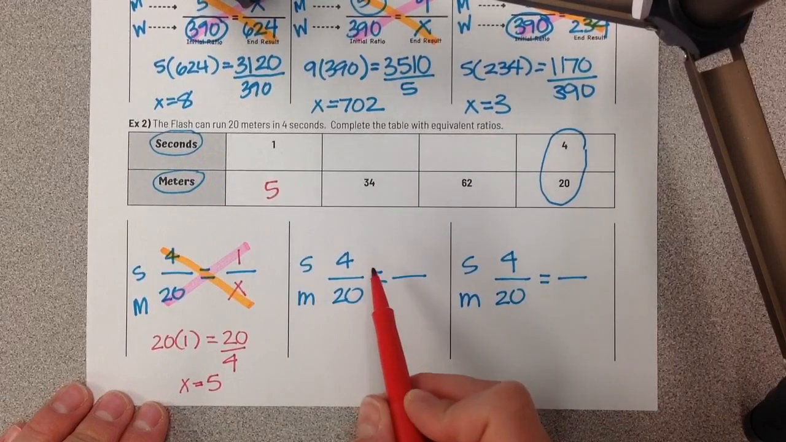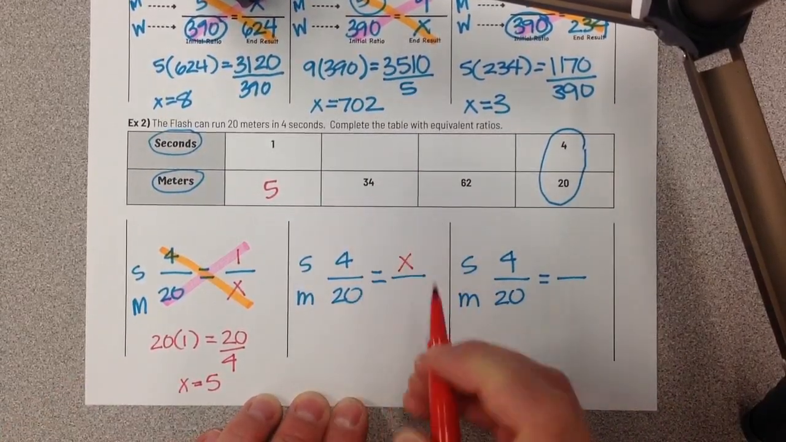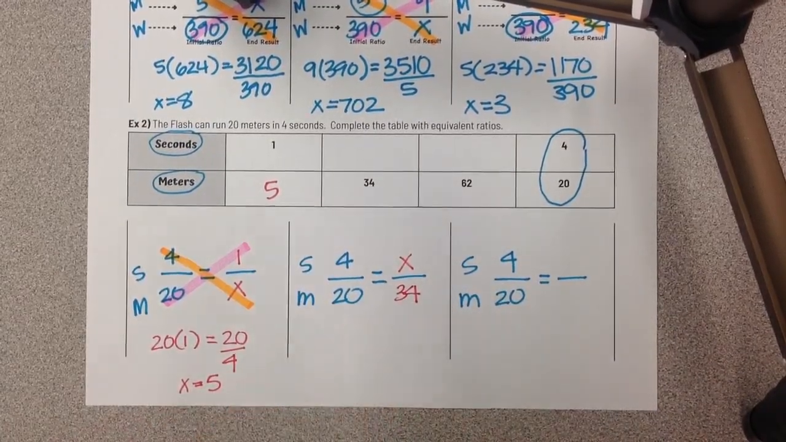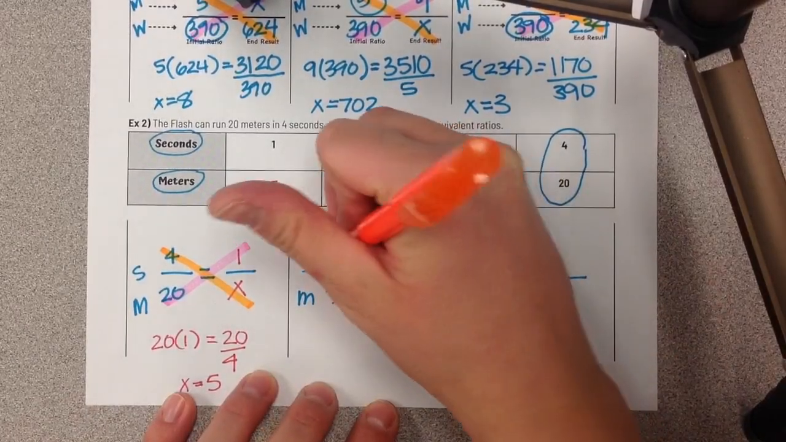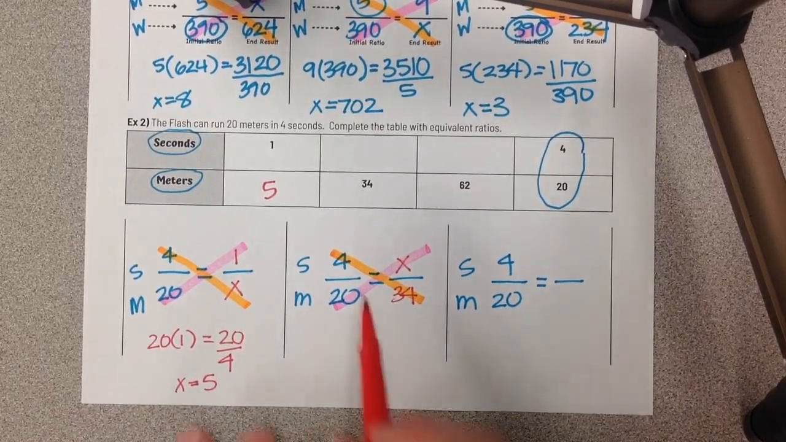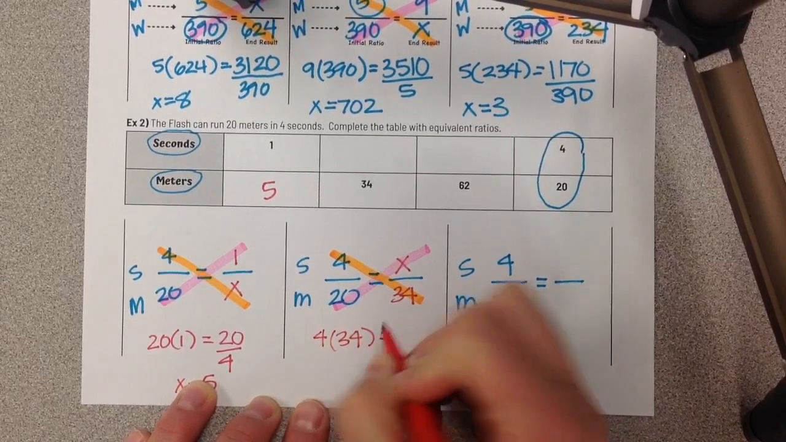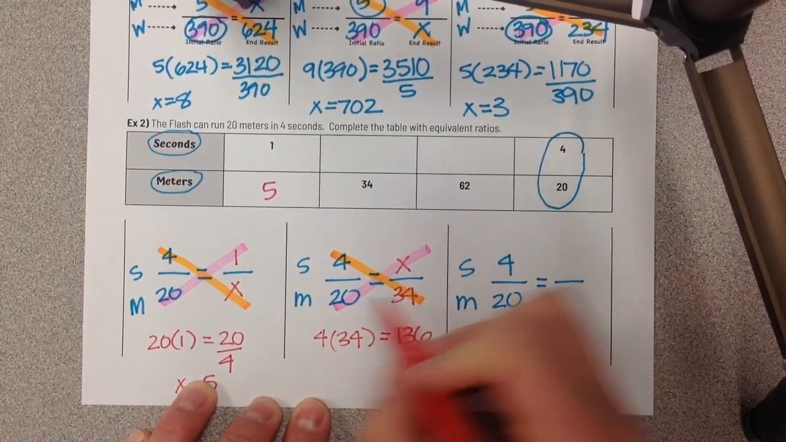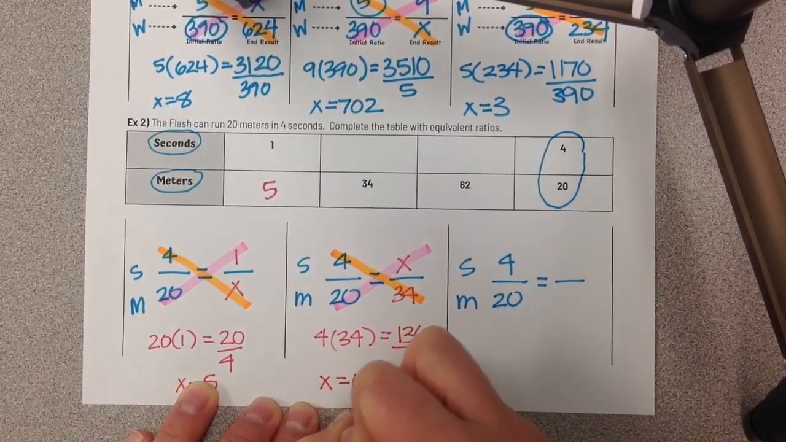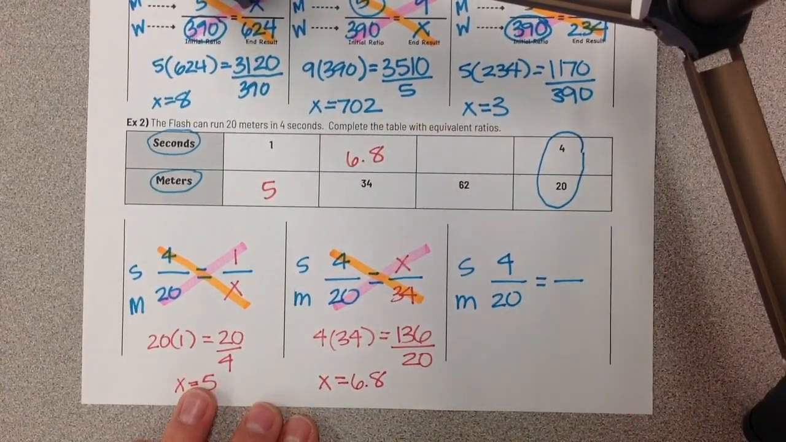For my second column, I'm not sure how many seconds. That's what I'm trying to solve for. I have 34 meters. So how many seconds would it take the Flash to run 34 meters? I find my numbers across from each other: 4 times 34 equals 136. Then I'm going to divide by 20. X equals 6.8. So 6.8 seconds to run 34 meters.